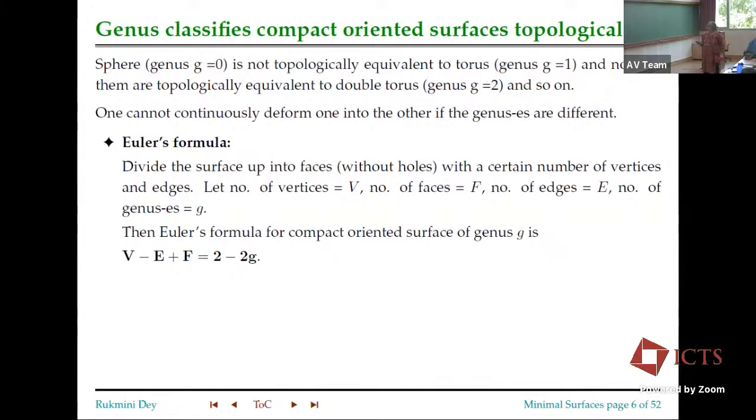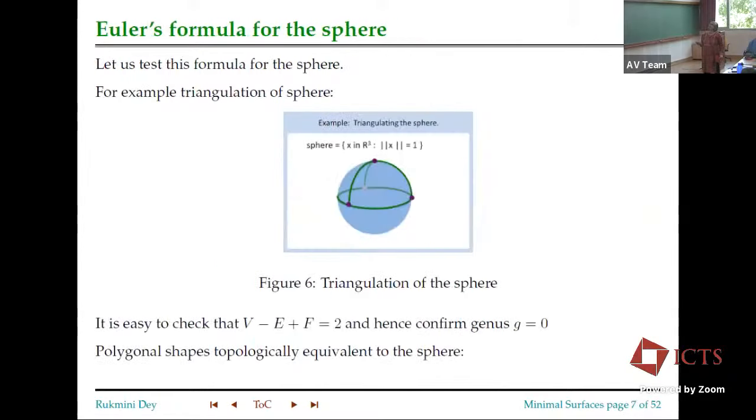So let's calculate it. For example, the triangulation of the sphere. You can triangulate a sphere like this. This side is one triangle. These are just geodesic triangles, made out of great circles. I'm not talking about triangles in flat space, right? I'm going to subdivide into triangles like this. Okay. Any questions so far?